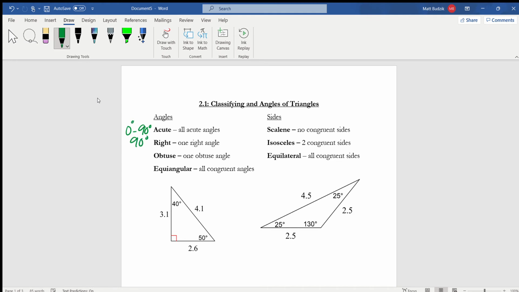An obtuse triangle has an obtuse angle in it. Remember, obtuse is between 90 and 180 degrees. And then an equiangular triangle has all congruent angles. So remember, congruence is the same, and we know that these are actually also 60 degrees.